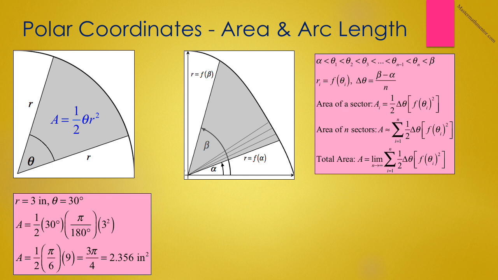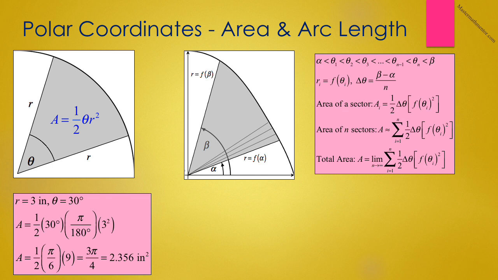We will first take our theta and divide it into n little thetas. We'll call them theta 1, theta 2, theta 3, ... theta n. We know that alpha is less than theta 1, less than theta 2, less than theta 3, less than theta n, which is less than beta.